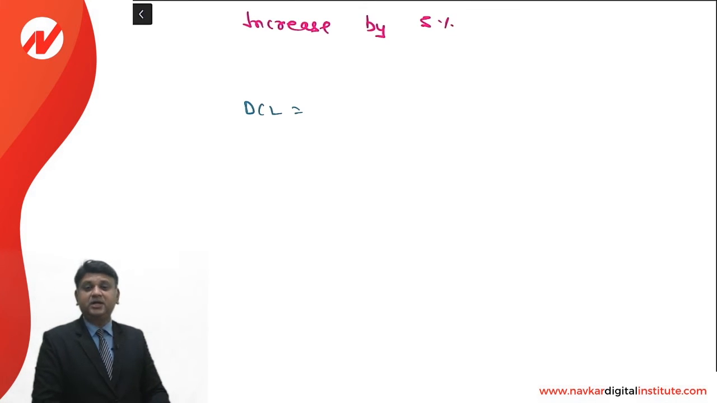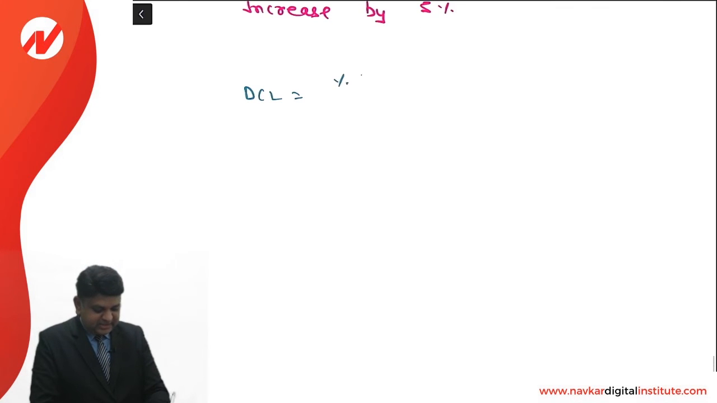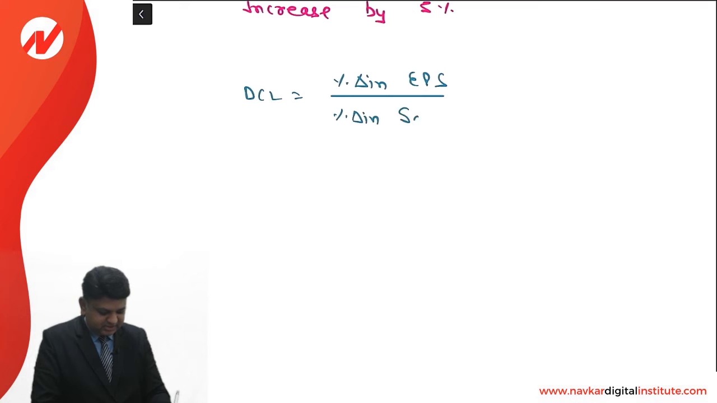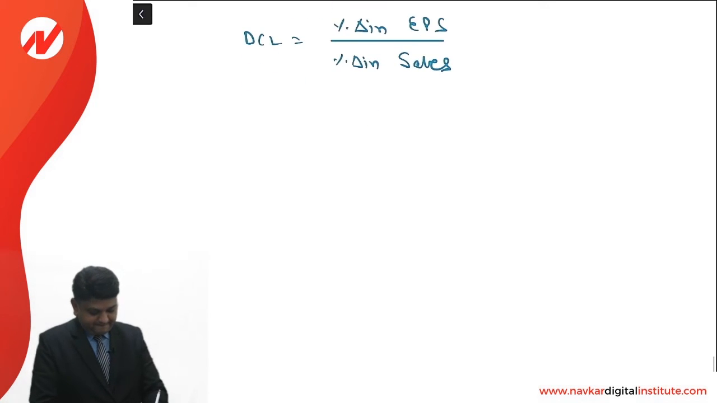So you can compute the current EPS, revised EPS, and based on that you can compute the percentage change. DCL is percentage change in EPS upon percentage change in sales. Not only EPS, but it also measures what would be the percentage change in earning before taxes.